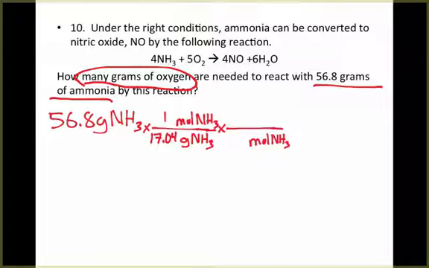What do we want? We want oxygen. I'm going to go moles of NH3 to moles of oxygen. Again, the only way you can convert between different chemicals is by using the mole ratio, given by the balanced chemical equation. 5 for O2, NH3 gets a 4.